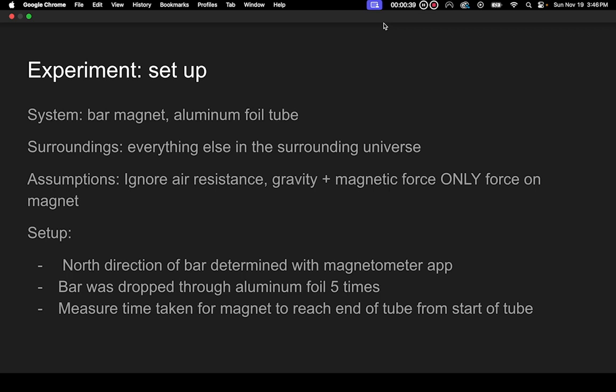To set up the experiment, the system was the bar magnet and the aluminum foil tube, and the surroundings were everything else in the universe. Assumptions made were to ignore air resistance and that gravity and the magnetic force were the only forces applied on the magnet.